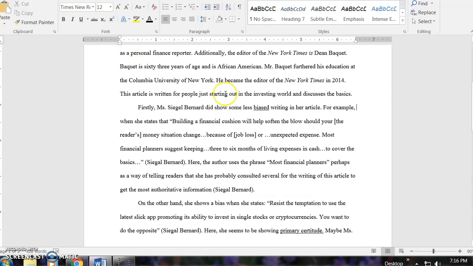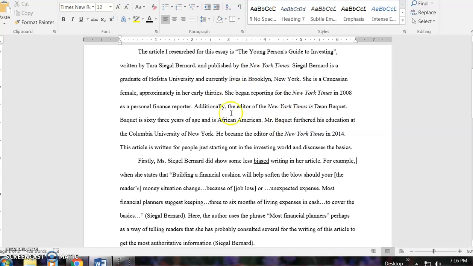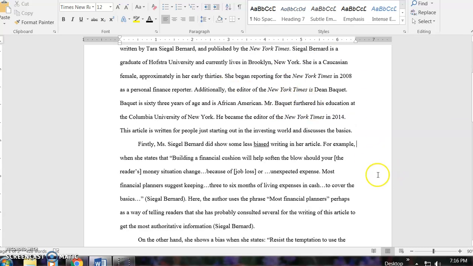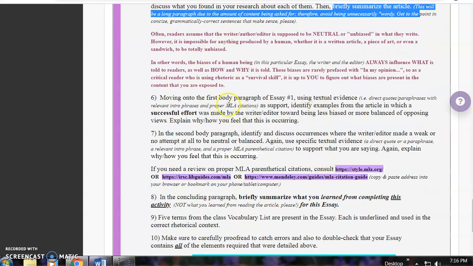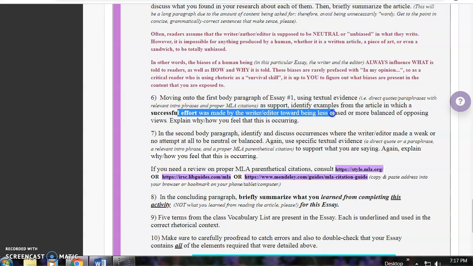All right, so that is the introductory paragraph, so yours should resemble that. This one was very well done. Okay, the first body paragraph, using textual evidence to support: identify examples from the article in which the author made a successful effort towards being less biased or more balanced. And then again, you need to explain it.